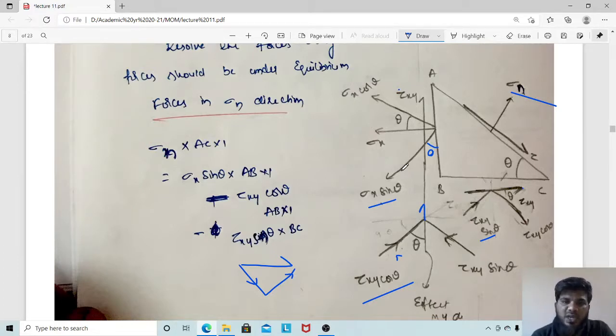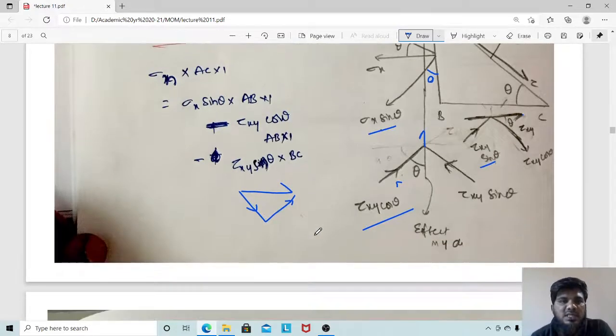This is positive, we are taking negative. Try to check simple mathematics. The algebraic sum of all the equations should be the same. If you are taking the algebraic sum, then this is plus, this is plus, this is plus, this is minus. But since we are sending all of them to the opposite side, this will become positive, and these two will become negative. So tau x sin theta into BC.